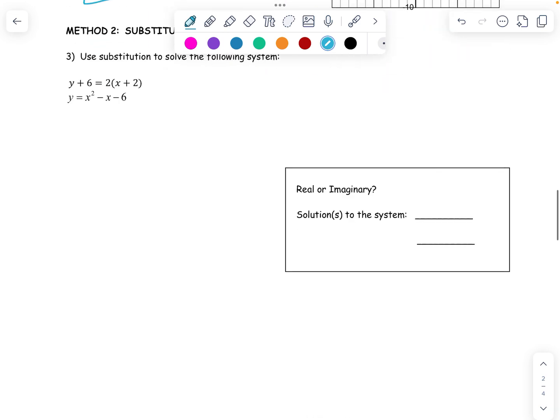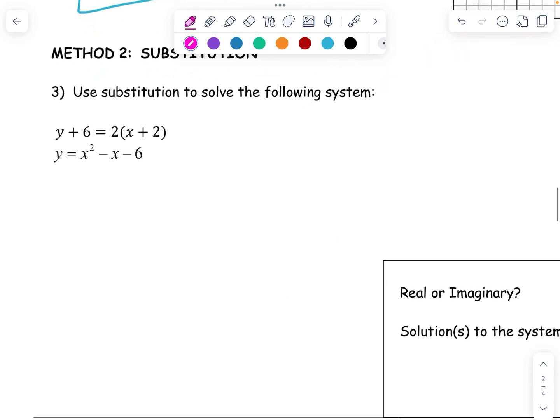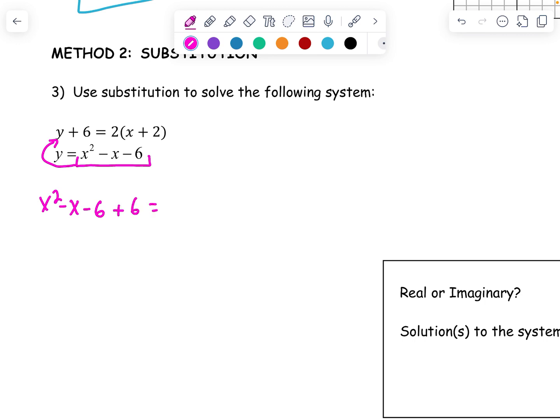Taking a look at this next one, now we're getting into solving algebraically. It says use substitution to solve the following system. So we can see that this quadratic is already set equal to y, so we can just substitute that right in to our equation on the top. So then we can say x squared minus x minus 6, and then plus 6 is equal to 2x plus 2. Because we have a quadratic, the only way to solve this is by either completing the square, quadratic formula, or factoring. And the only way to do that is if our equation is set equal to 0. So let's do that. We're going to set our equation equal to 0.